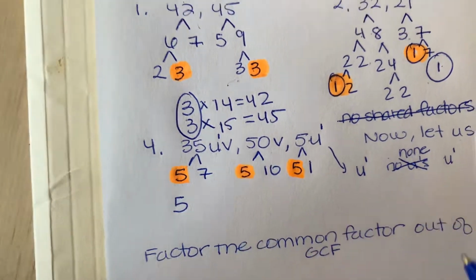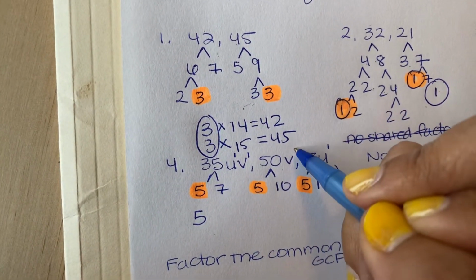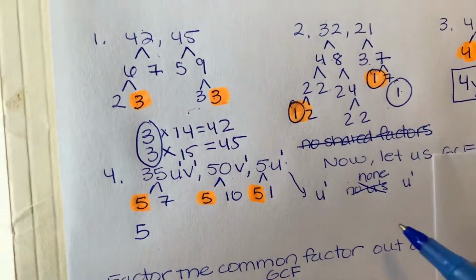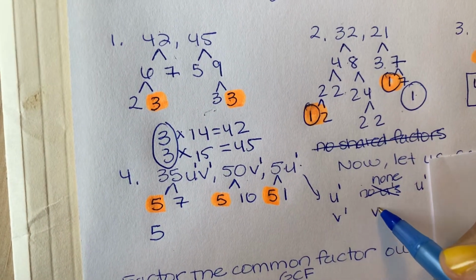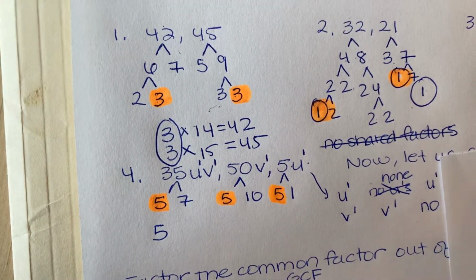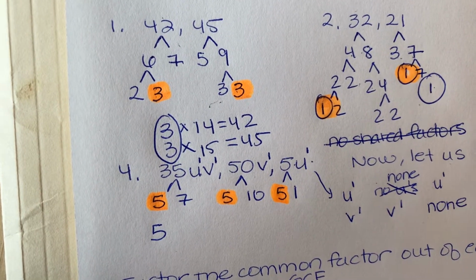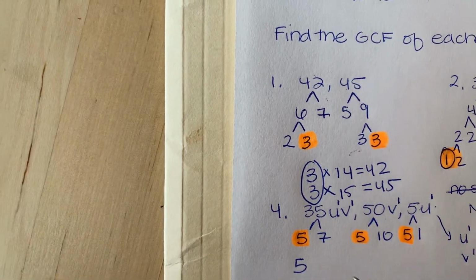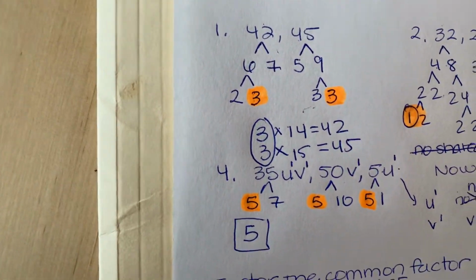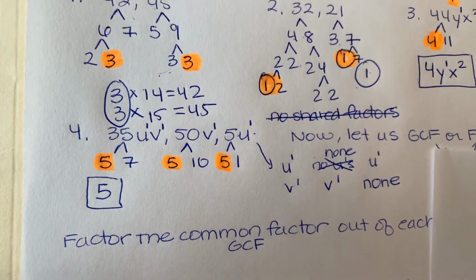Now let's look at the V's. There's one V, no V. So I have one V, no V's. None wins. So I cannot take out a V. And so my greatest common factor is just 5.